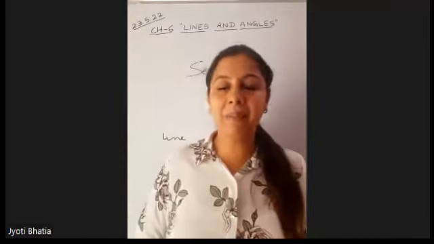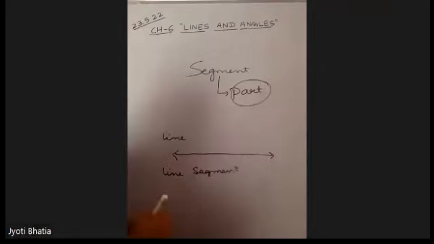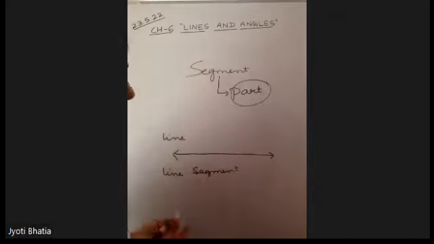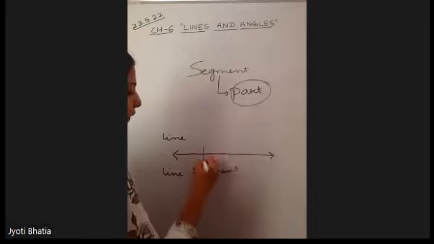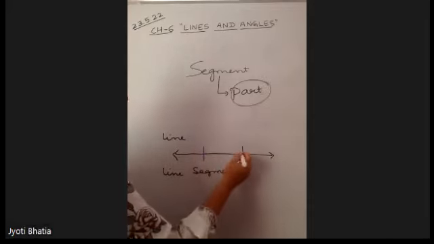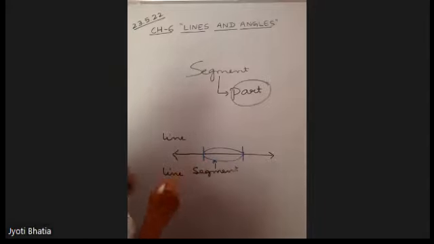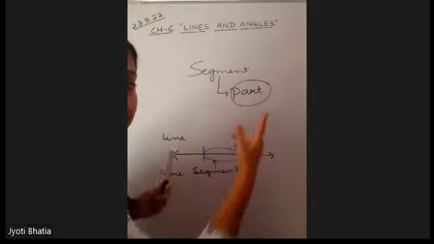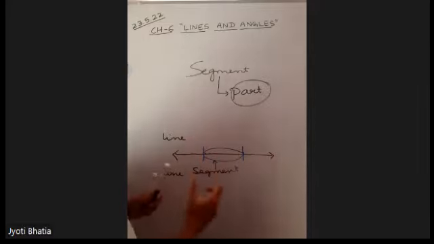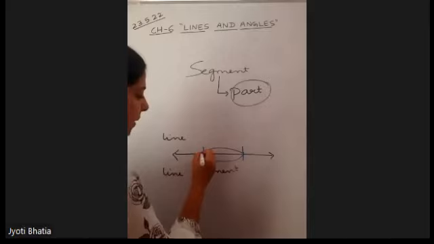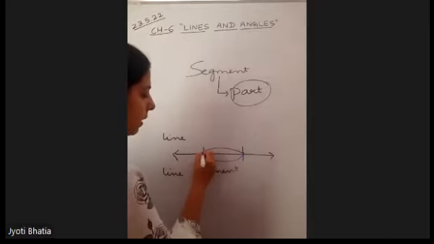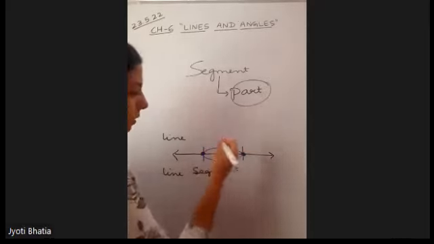Ma'am, the definition of the line segment will be a part of line. Yes, that's it. So if you have a line, if you cut it like this, this part of line is called line segment. Since it is a part of something, it is obtained by cutting a line. That means इसके दो end points हो गए. It has two end points.